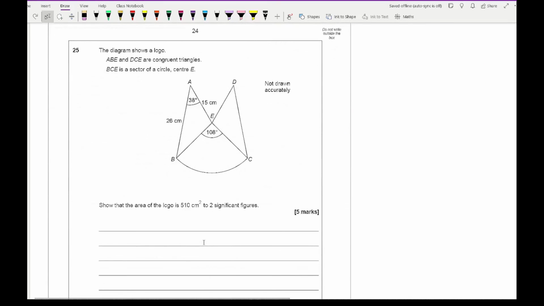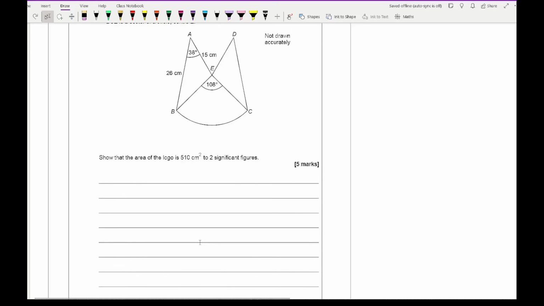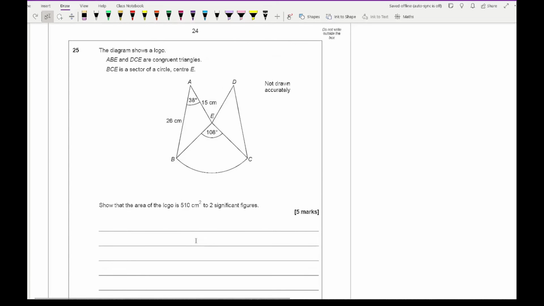Then moving on to question 25, it says the diagram shows a logo. ABE and DCE are congruent triangles. ABCE is a sector of a circle with centre E. Show that the area of the logo is 510 centimetres squared to 2 significant figures. First things first, what we need to do is work out the area of each of these.